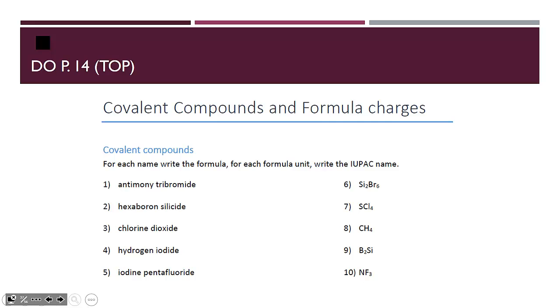So for example, on page 14 on the top, you're asked for the formula names for each compound. For number 6, you have Si2Br6. Si is silicon, and Br is bromine. But since it had to have a negative charge to come second in this formula, since it is the more electronegative atom, it becomes bromide. Now we say how many of each element is present using Latin prefixes. So 2 silicons would be disilicon, and 6 bromines would be hexabromide.